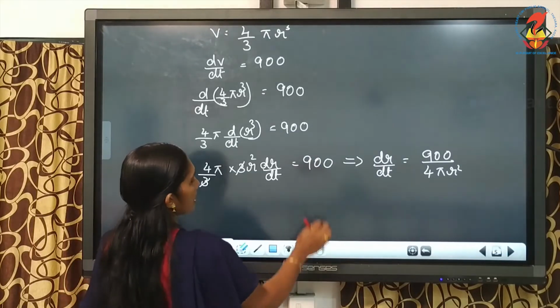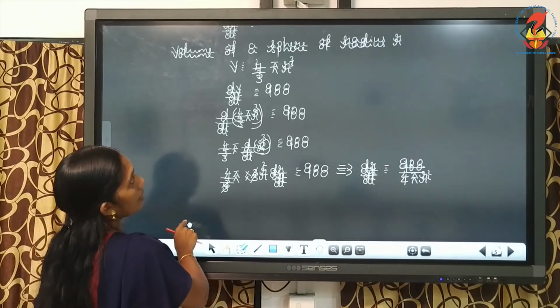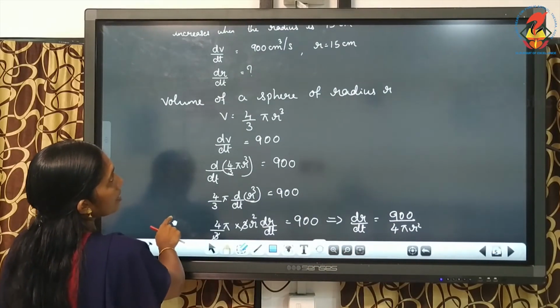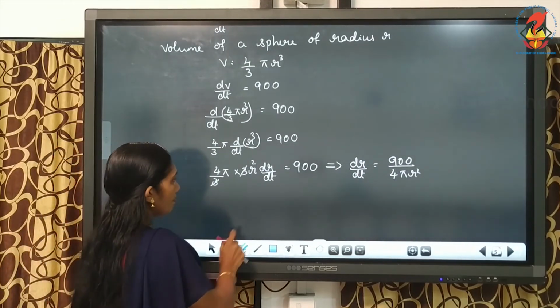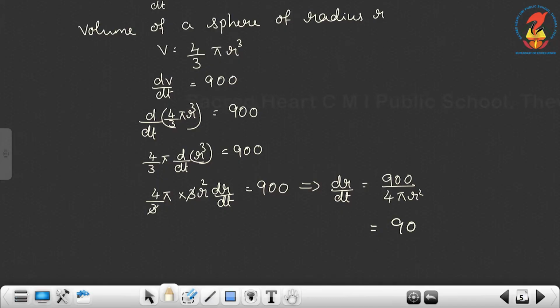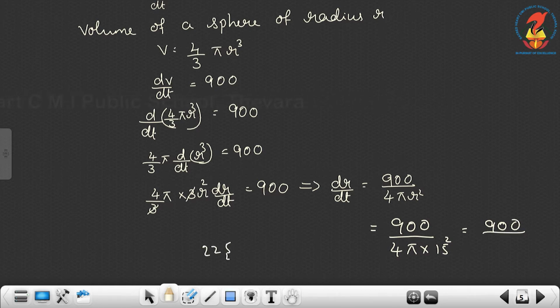Then r is given as 15. The question says r is equal to 15. Substitute here. So, 900 by 4 pi into 15 square. 15 square is 225. What is 225 into 4?